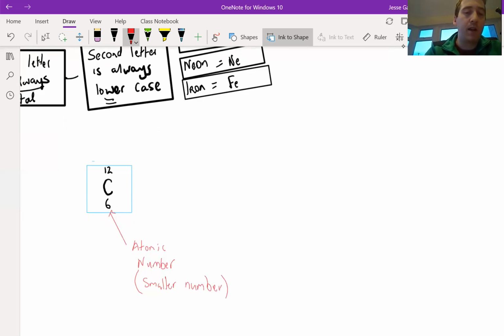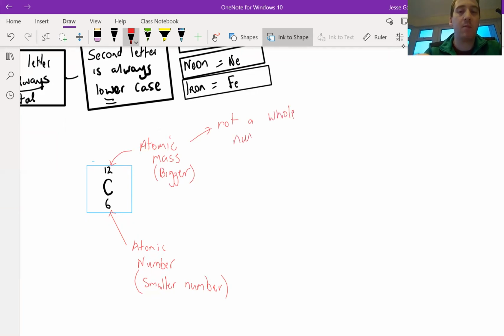And I'm hoping that you said that the 12 here is what we call the atomic mass. And it's a bigger number. Now, if you're using a different periodic table, you may notice that this atomic mass is sometimes not a whole number.